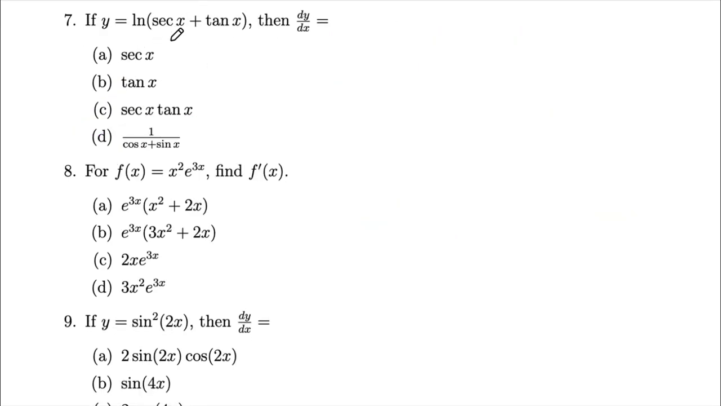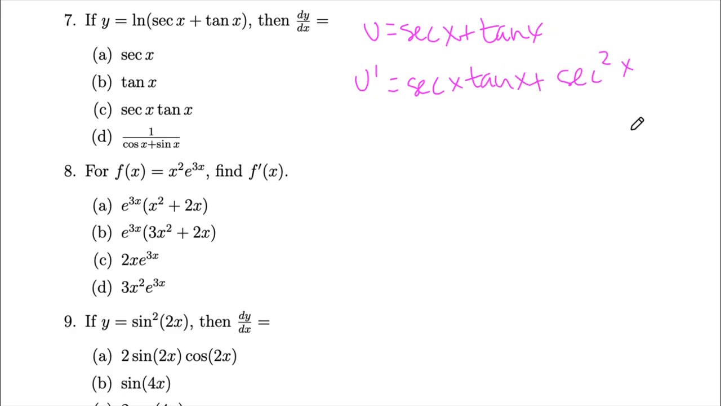Okay, so once again for this problem, we have a chain rule problem. We have a composite function here. So first things first, we're going to set u equal to secant x plus tangent x. Then we're going to go ahead and get u prime by taking the derivative of that. So the derivative of secant is secant x tangent x. And now the derivative of tangent is just secant squared x.